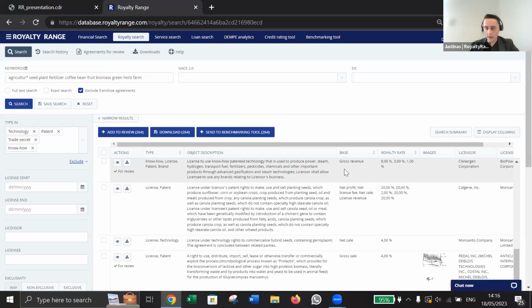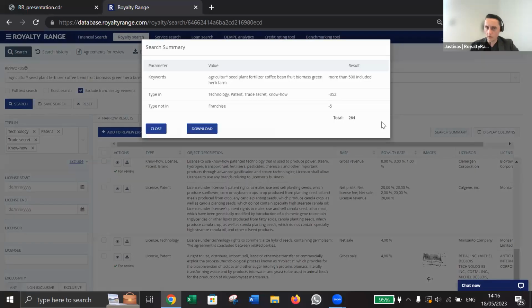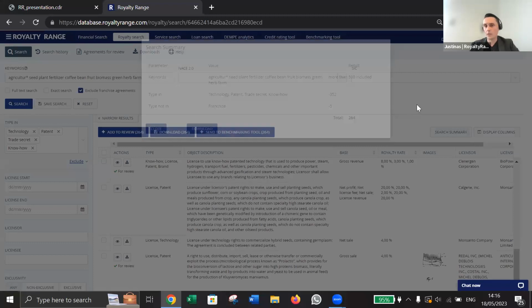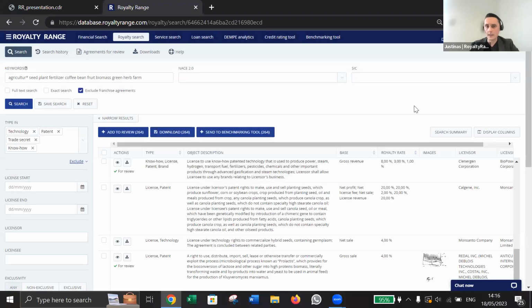Now, when it comes to the benchmarking study itself, this is more or less the first stage. We have the initial set of agreements that the database returned based on the filters that you have selected. And after that, we would need to proceed with the qualitative screening. So out of these 264 agreements we found, we would reject some of them, we would accept some of them, so the qualitative screening is needed.